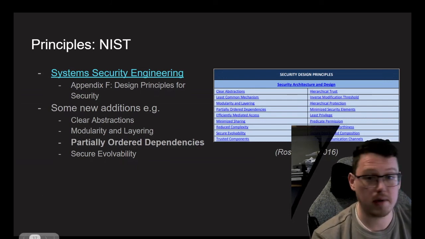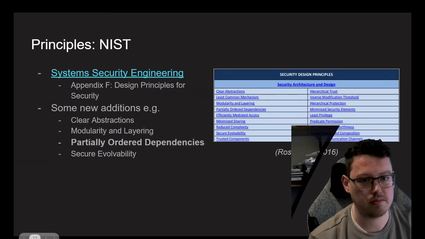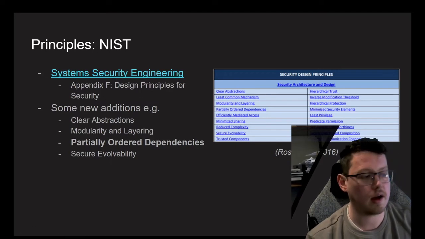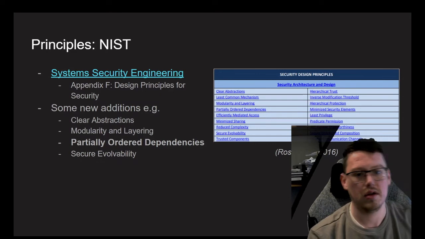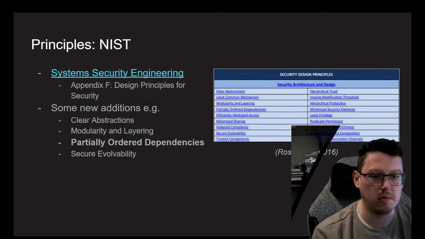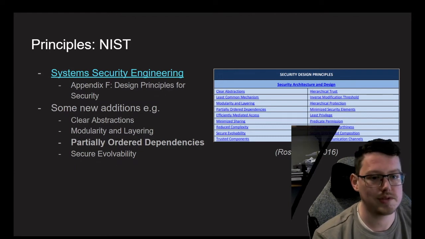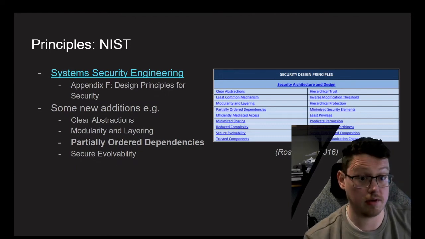Okay, so next we've got partially ordered dependencies. This is all about making sure that modules which depend on others are ordered in a way that you don't get one of the modules referring to another that then calls back to itself, and you end up with a circular dependency. This can add a lot of additional complexity.